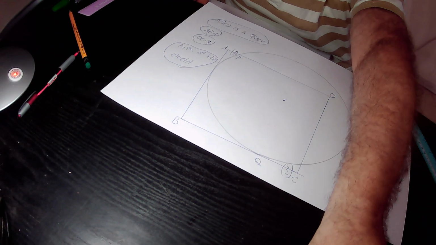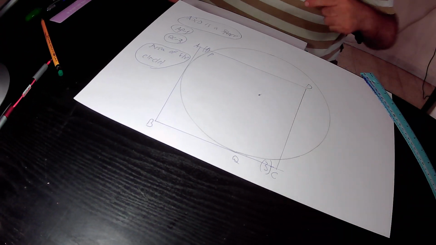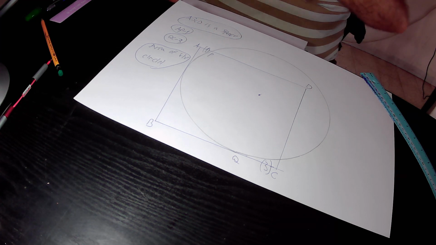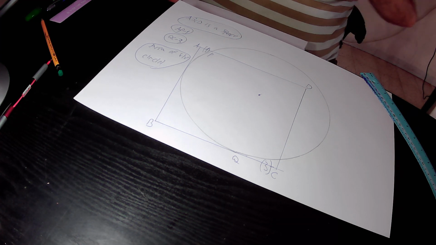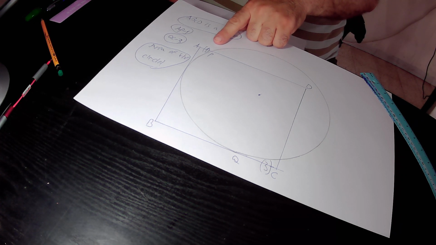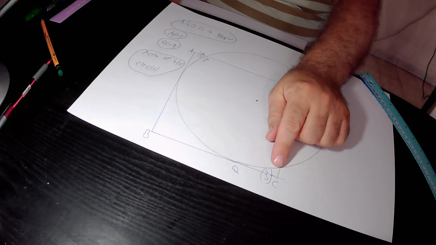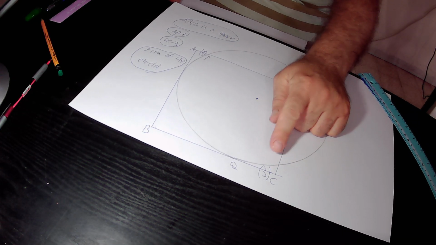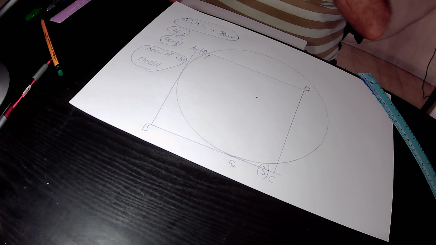Hello, in this lecture we'll find out the radius of a circle. In the drawing we have square ABCD and this circle, and this is line segment AP that is equal to 1 unit in length. This is line segment QC that is equal to 4 units in length. And our mission is to find out the area of this circle.